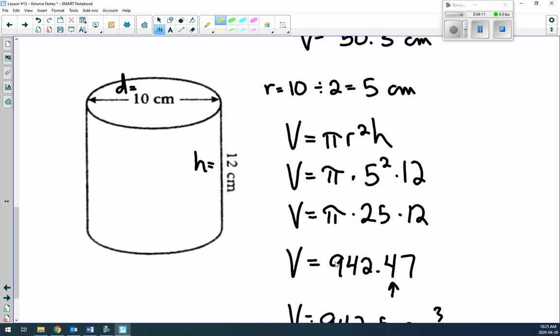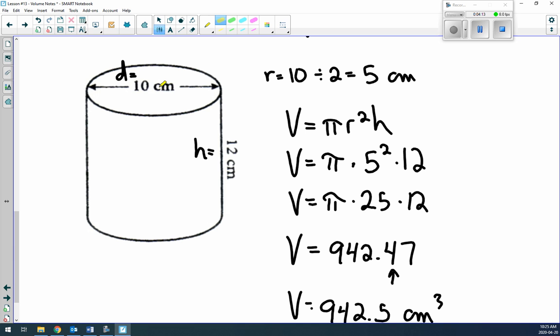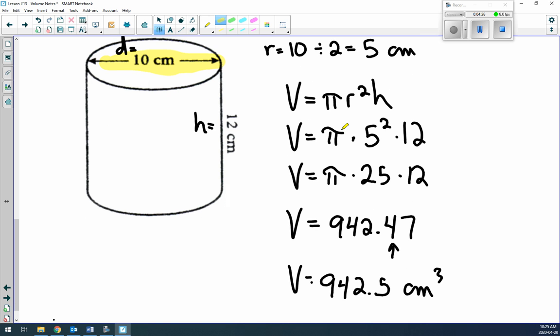Okay, another cylinder here. Oh, look at this one. They're trying to trick us. 10 centimeters is the diameter. It's not the radius. So the first thing you got to do is take that diameter and change it to radius. So divided by 2, you end up with 5 centimeters. Now we can plug it into the formula. So volume equals pi r squared h. The radius is 5, so 5 squared. The height is 12. What do we do first? We do that 5 squared first.